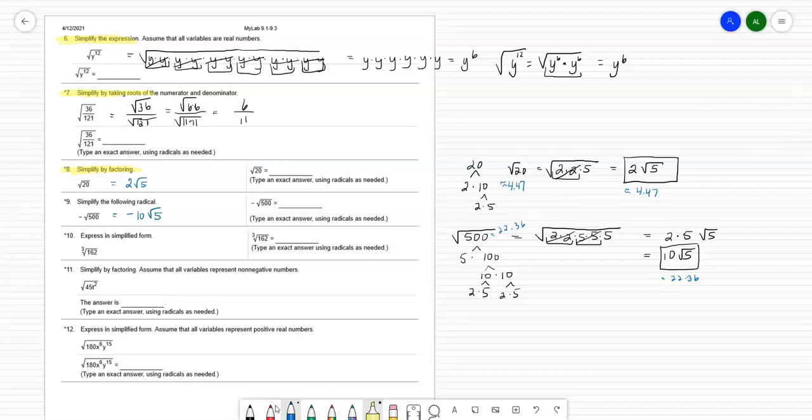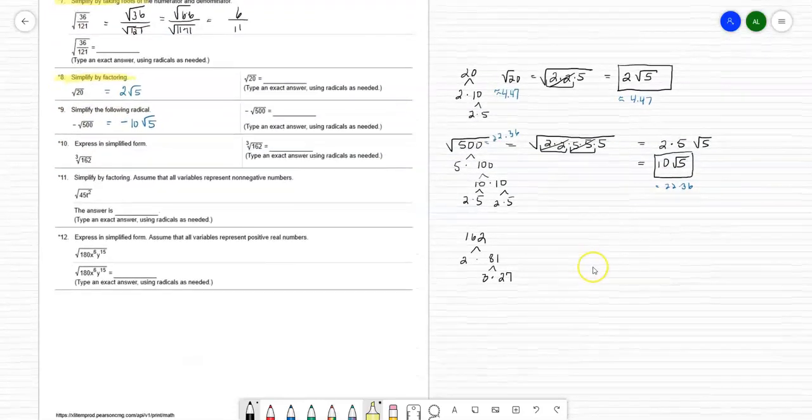Find the cube root of 162. So we're going to do the same thing here. We're going to take 162 and complete a prime factorization. So, of course, I'll just start with 2. 2 times 81. 81 is 3 times 27. And 27, let's make a little bit more room here. Here we go. 27 is 3 times 9. And then, of course, 9 is 3 times 3.